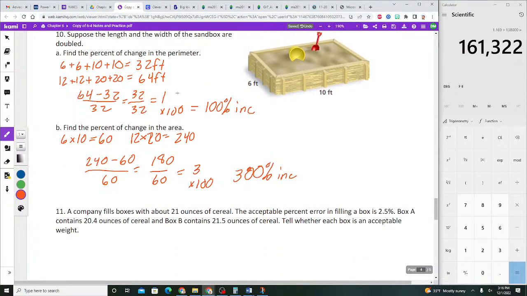I'm going to say it this way just because I want those of you watching this, maybe you're curious. The 100% means that we've doubled the perimeter. The 300% means that we've quadrupled the perimeter.